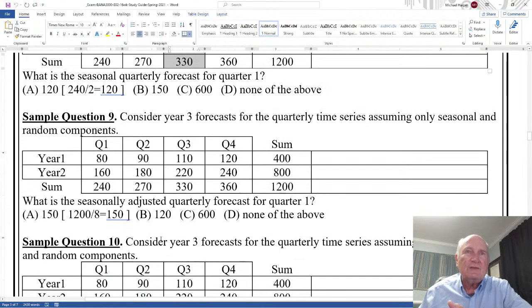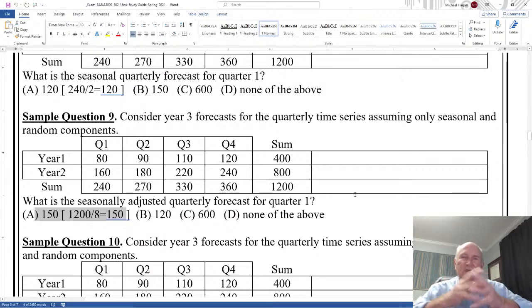Now down here for the seasonally adjusted, it's the average of all 8 numbers. Well, you have this sum over here. So it's 1200 divided by 8 right here. And so that's the arithmetic you use on each of those questions, because it's just to evaluate and to verify that you understand what you're doing with those numbers.